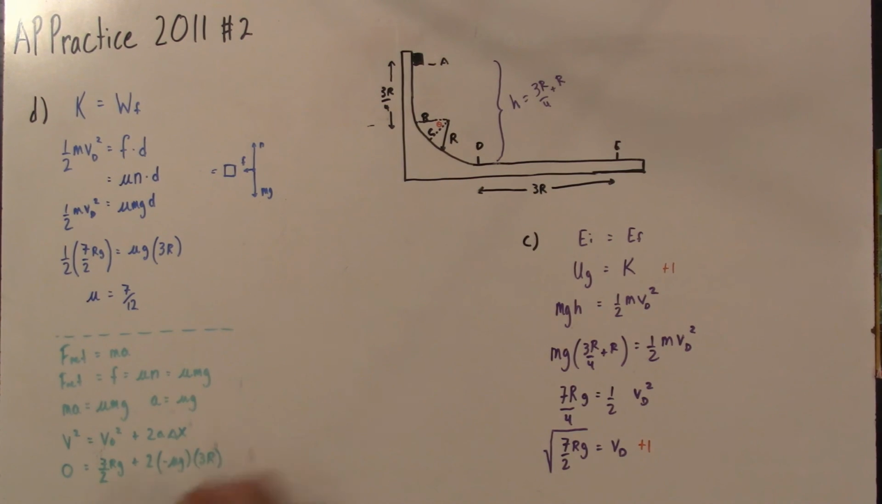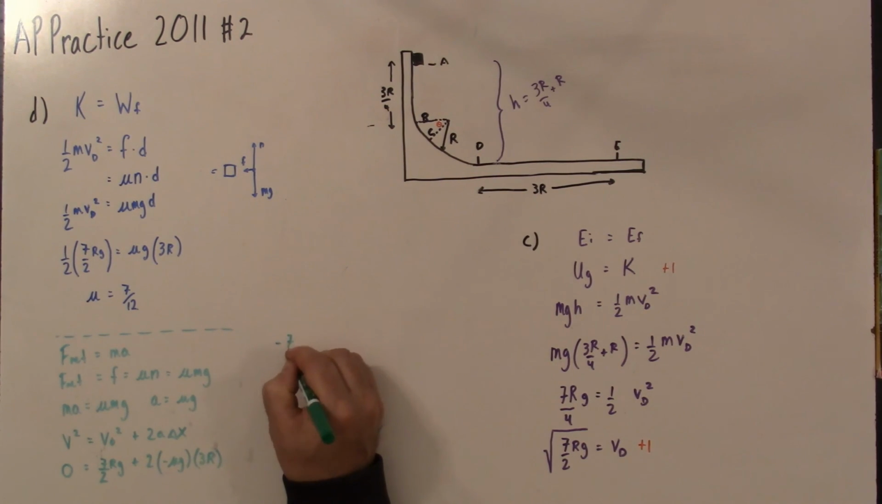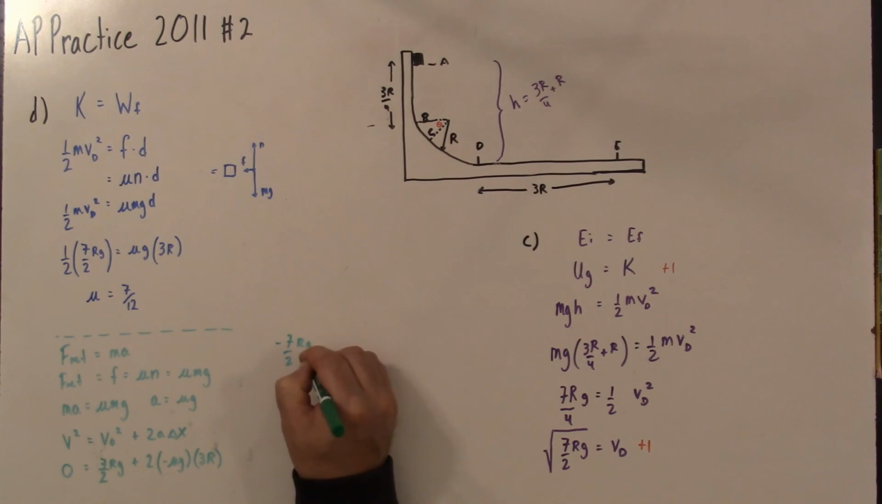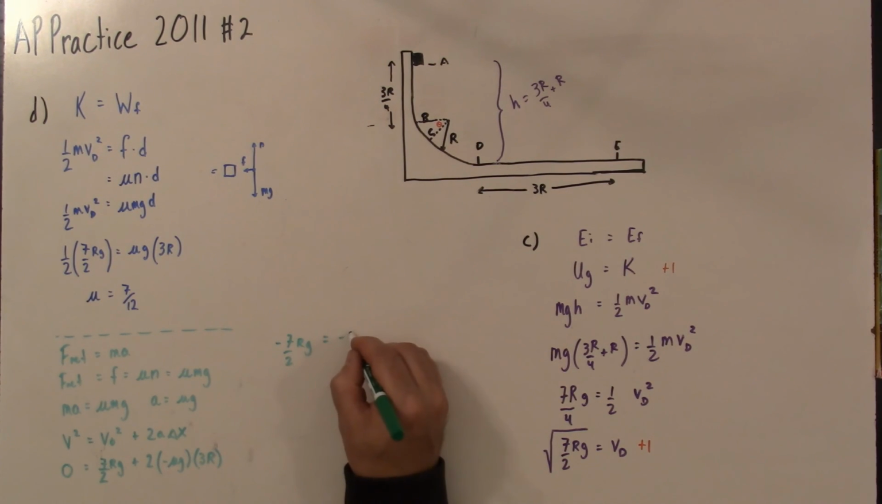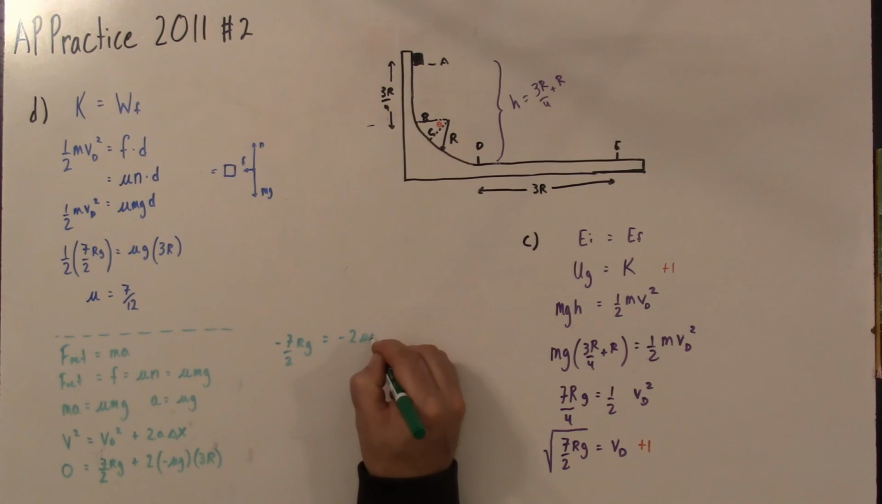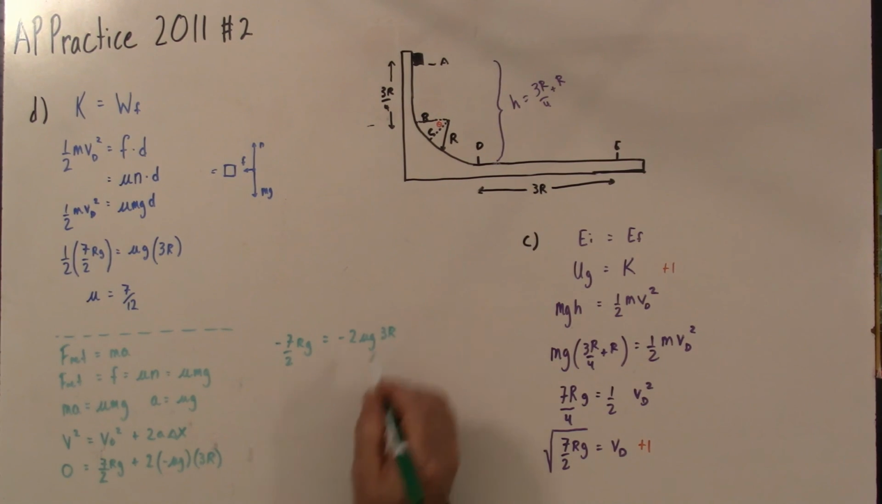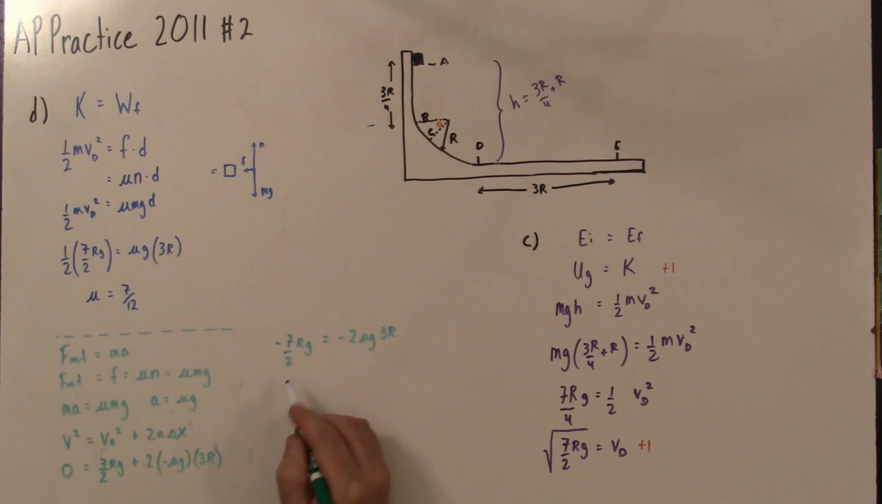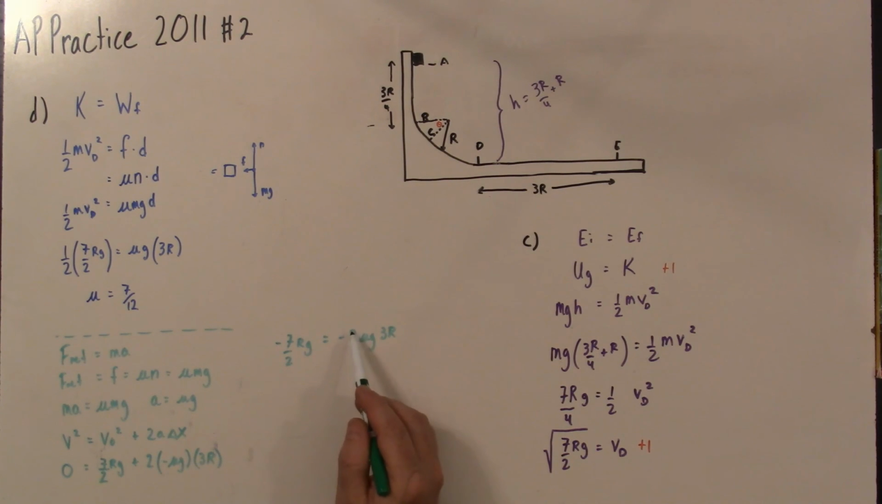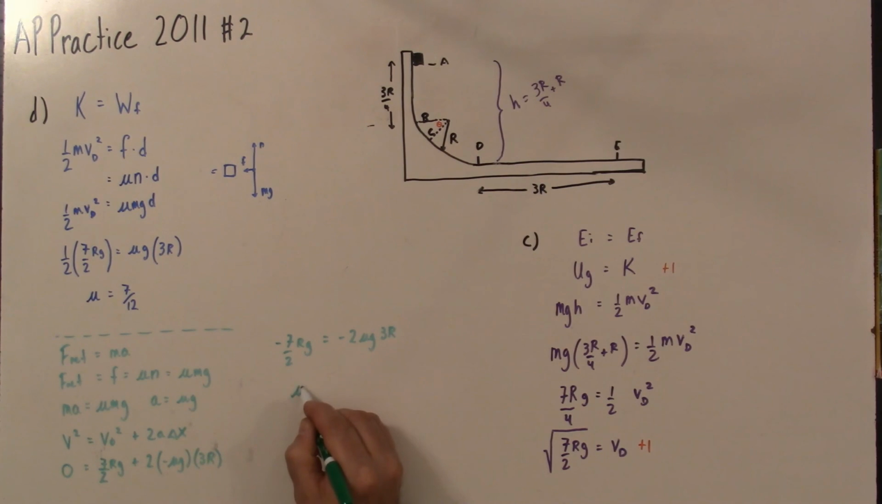I'm going to subtract this from both sides, so negative 7/2 rg is equal to negative 2 mu g times 3r. Okay, we can get the negatives to go away. We can get the g's to go away, we can get the r's to go away. And what you'll notice here is this is 6 here. If I divide both sides by 6, I end up with mu is equal to 7/12.